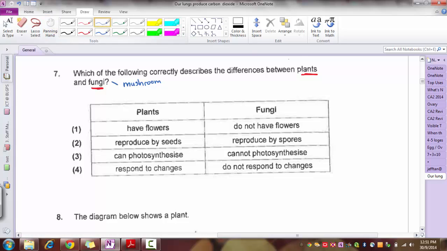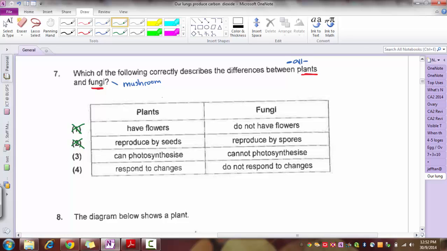Okay, because when they state it like that, between plants and flowers, they are actually implying all plants and fungi. So not all plants have flowers, and fungi, yes, they do not have flowers, but this is not true, okay, because not all plants have flowers. How about number 2? Reproduce by seeds, reproduce by spores. Now again, not all plants reproduce by seeds. Okay, so there are some plants that do not reproduce by seeds.